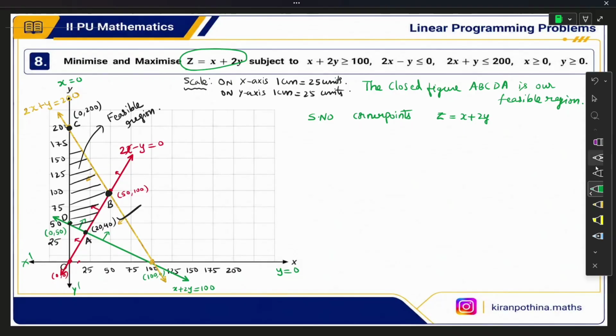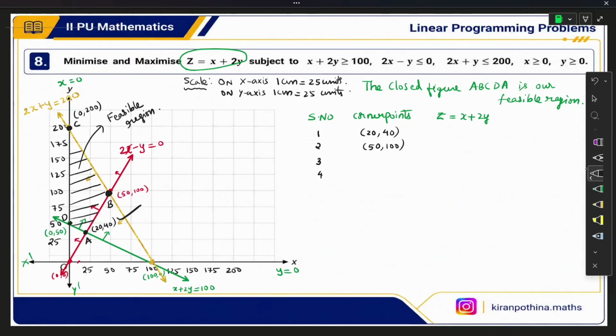Okay, now how many corner points do we have? We have 4 corner points. What are those? Points number 1, 2, 3 as well as 4. What is our first corner point? I will consider this as 20 comma 40. What is the next one? 50 comma 100.